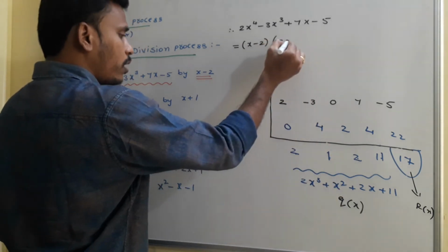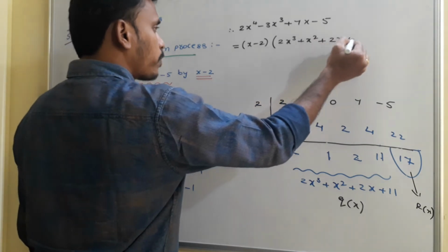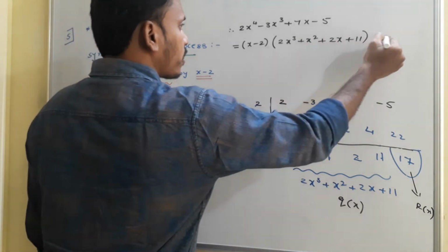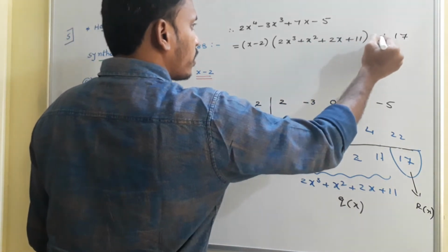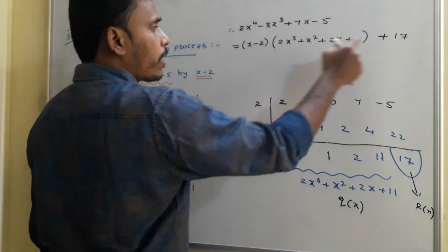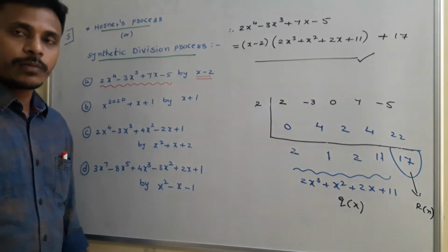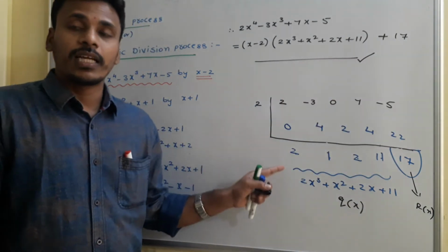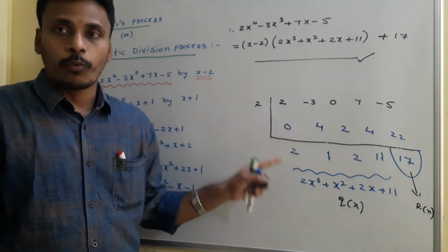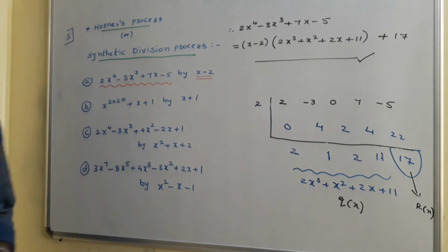What is this quotient? 2x cube plus x square plus 2x plus 11. Quotient plus remainder. What is that remainder? 17. Dividend is equal to divisor into quotient plus remainder 17. So this is the division algorithm statement using the synthetic division process. You need to identify the process, okay? You need to analyze it, and I have some more problems to discuss. Just have a look and then I will discuss the next one.